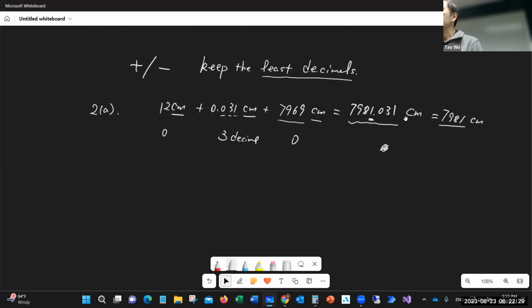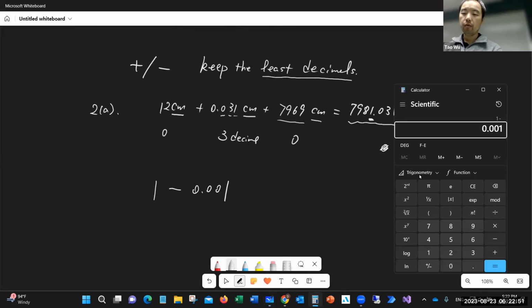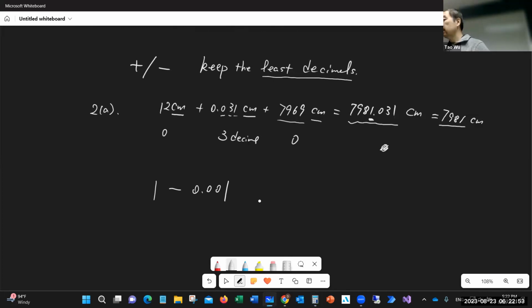Technically, to make a number accurate, we usually round a very small number. For example, if you have 1 minus 0.001, putting it into the calculator, the number is 0.999, right? But based on the rule, we keep the least decimal. This one has 0 decimals, this one has 3 decimals, and we keep the least decimal.